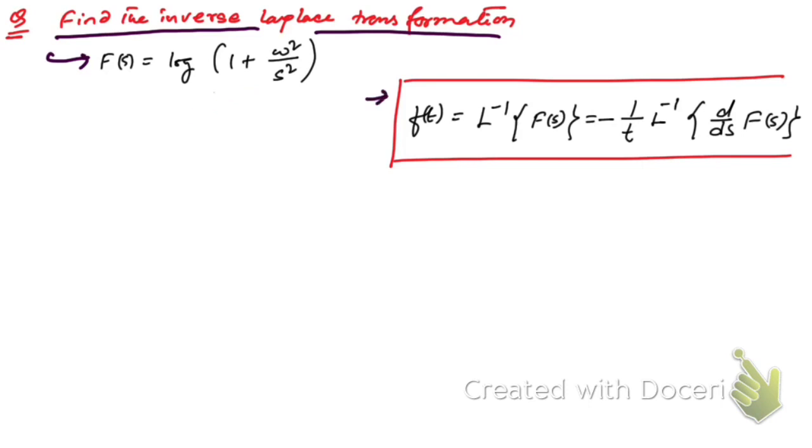First, let me write the given function. F of s is log of 1 plus omega square by s square. This question is taken from the book Mathematical Physics by Lakhyajit. First, let us differentiate this, d/ds of F of s.